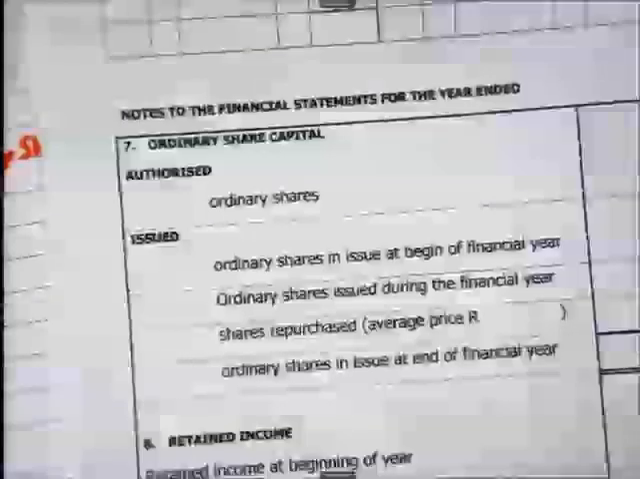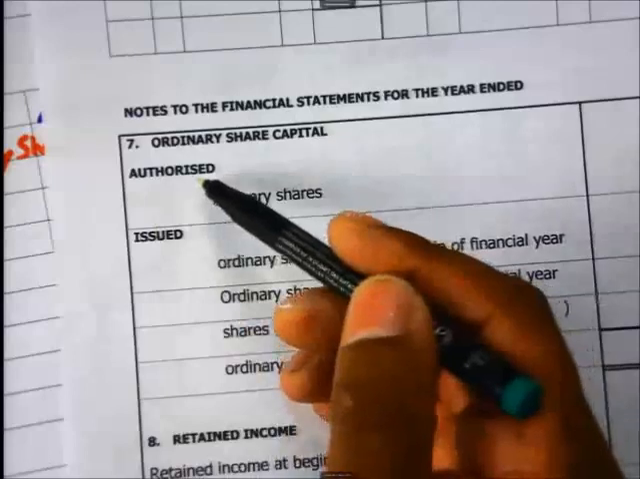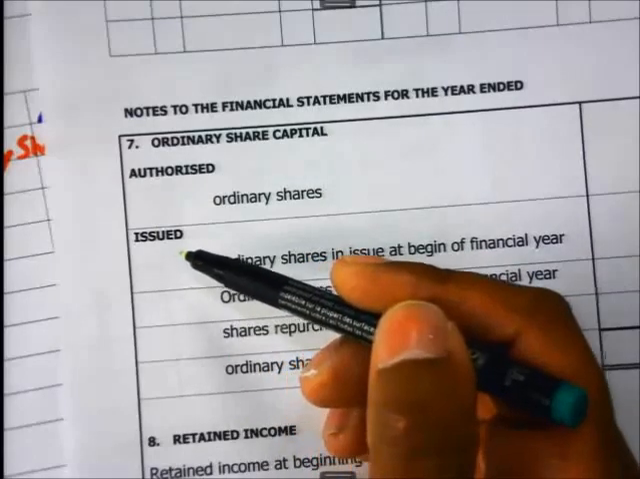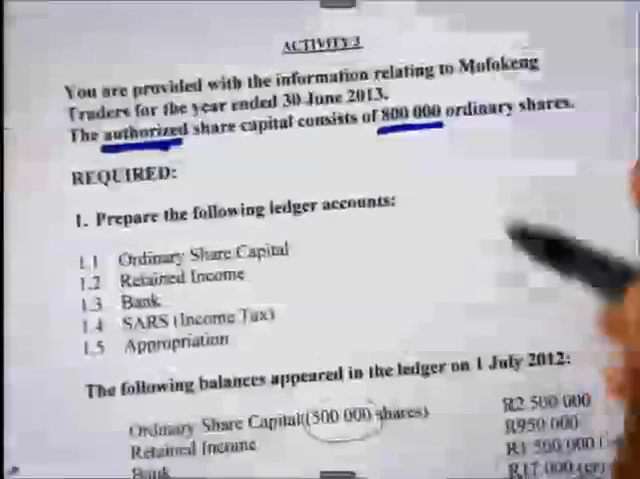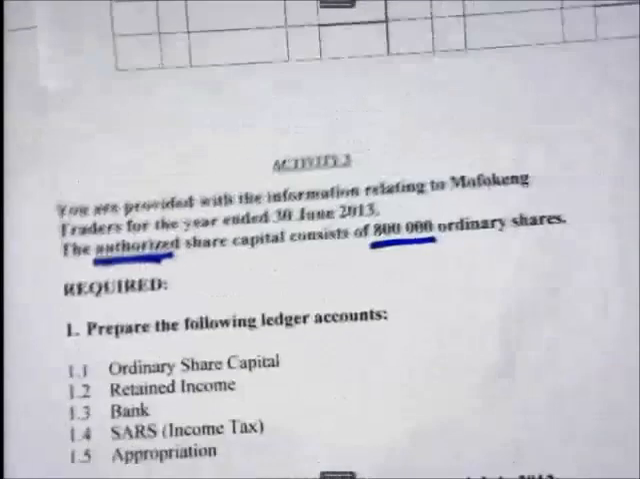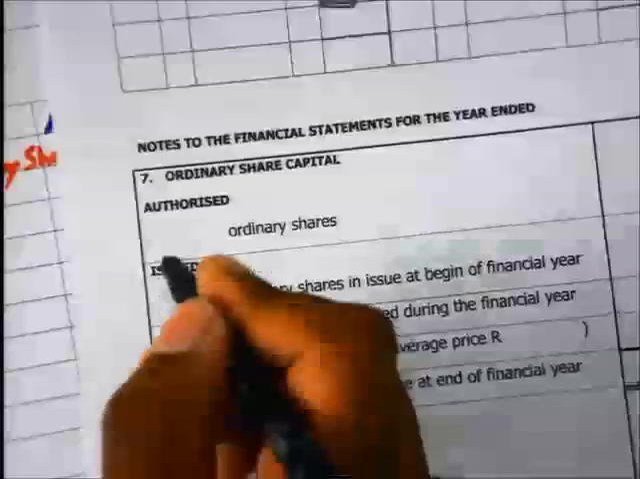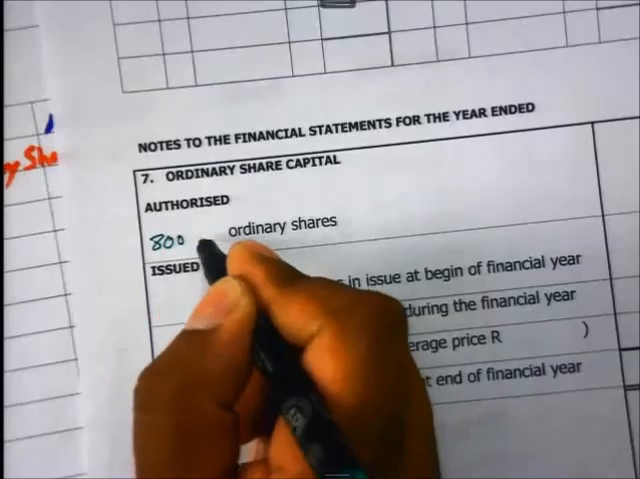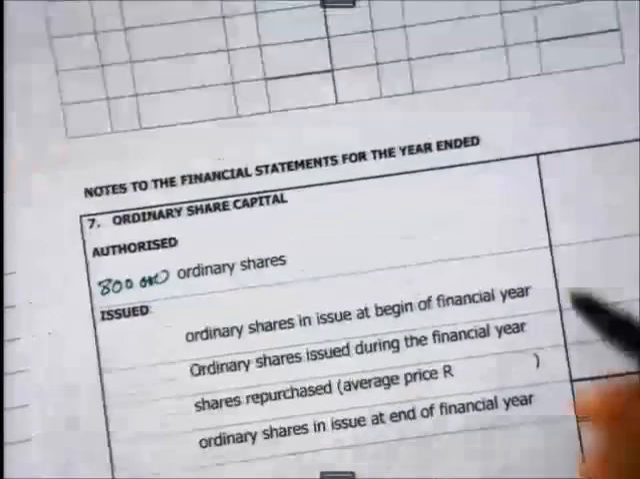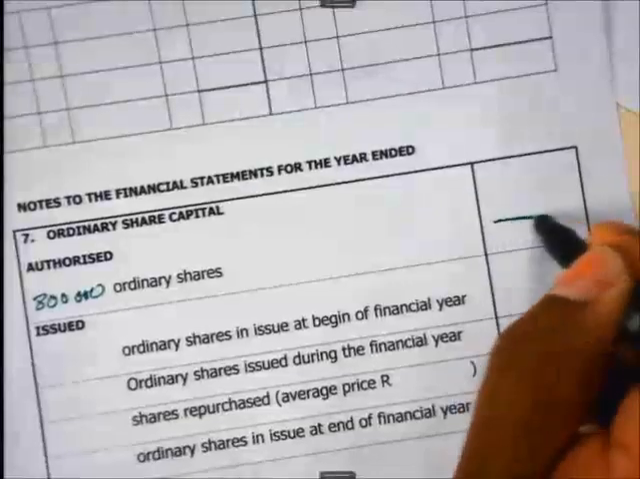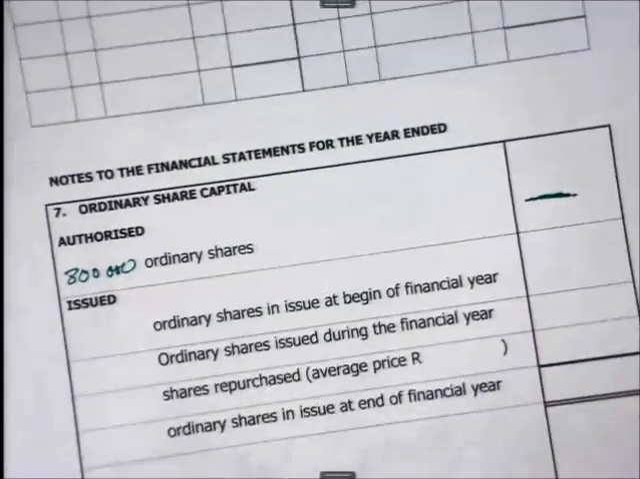Now, the note of the share capital is divided into authorized and issued. That is why I said it's important to be able to distinguish between the two. How many shares were authorized? 800,000 shares were authorized, and therefore you will only put the amount of 800,000 shares. Remember, these are no par value shares. Therefore, you must not have any amount there.